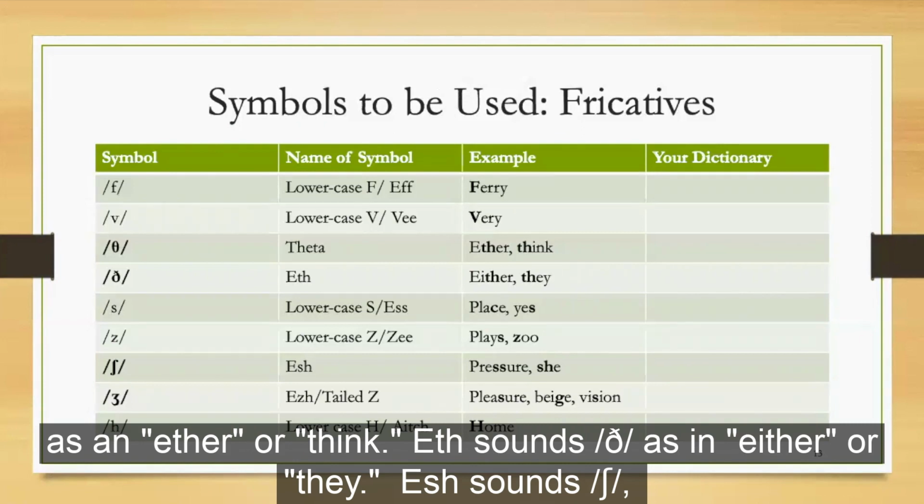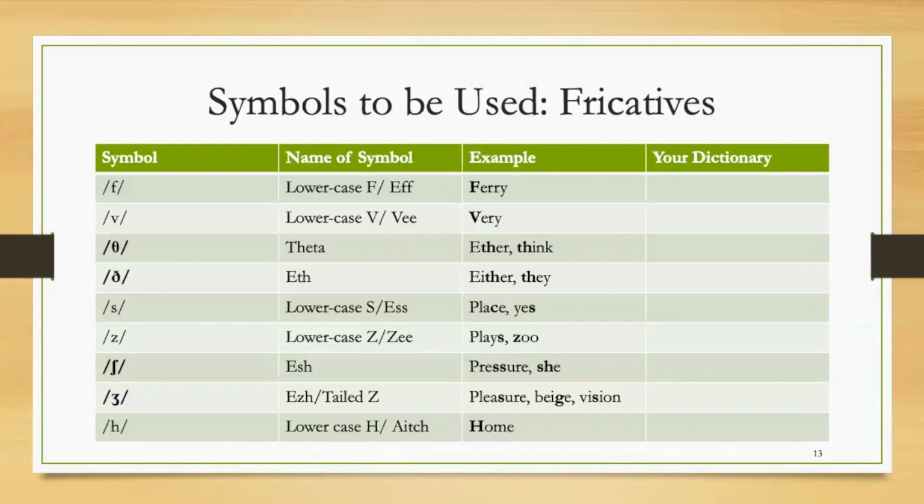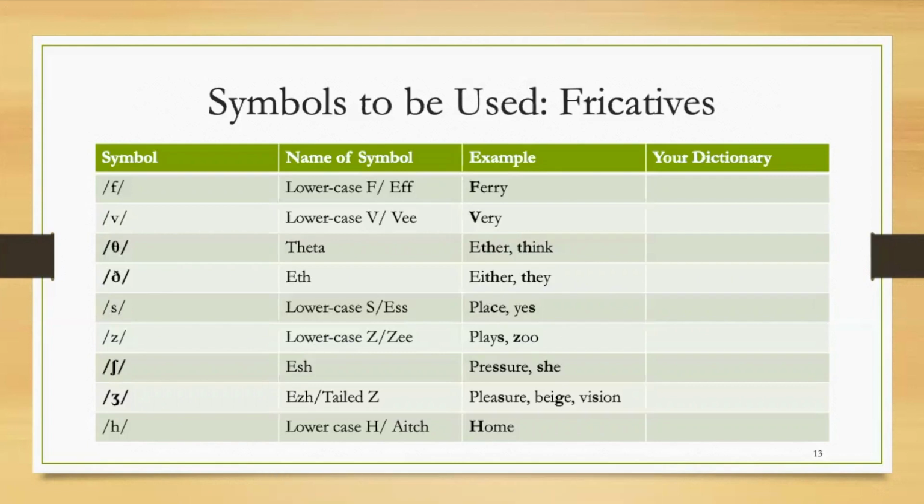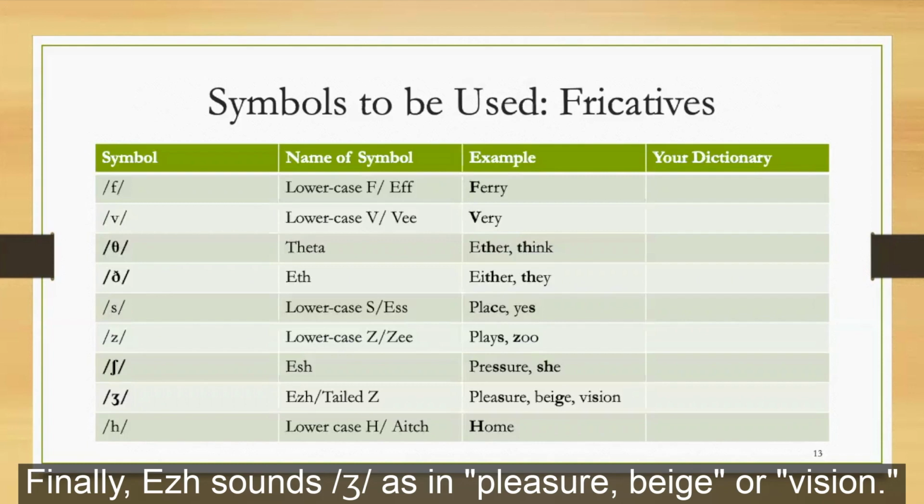Esh sounds sh as in pressure or she. Finally, ej sounds zh as in pleasure, beige, or vision.